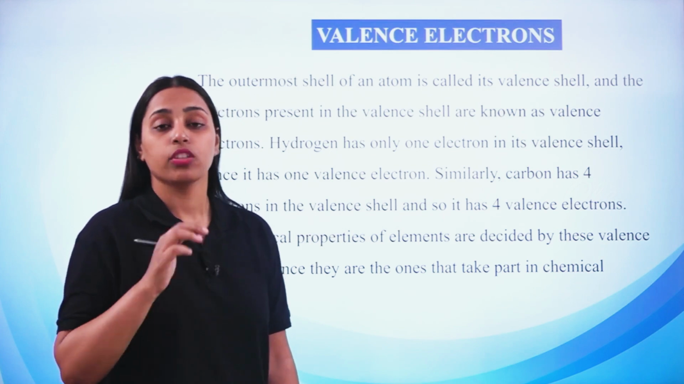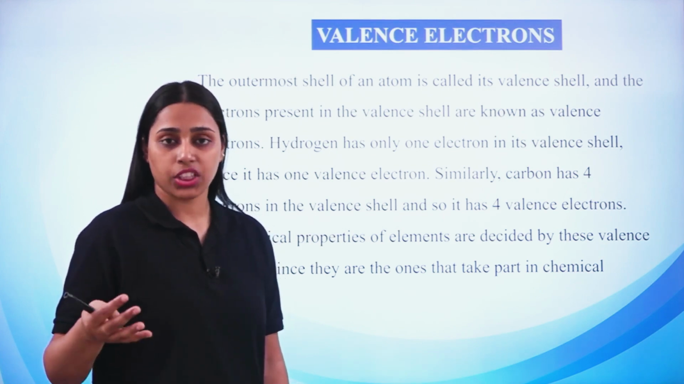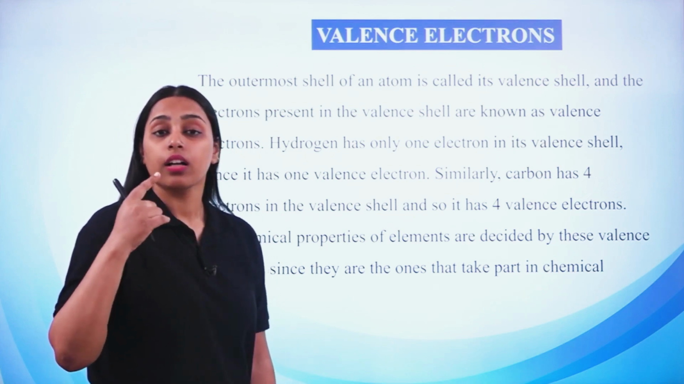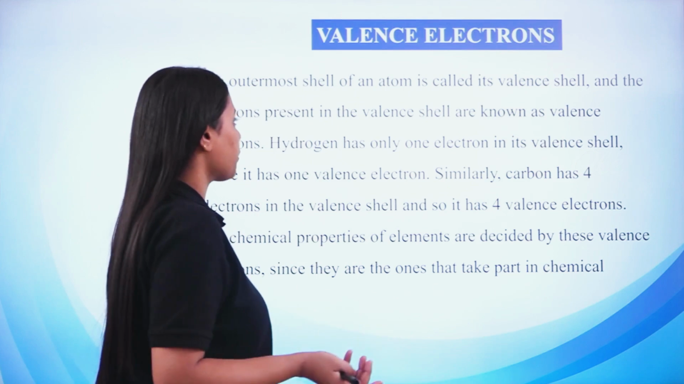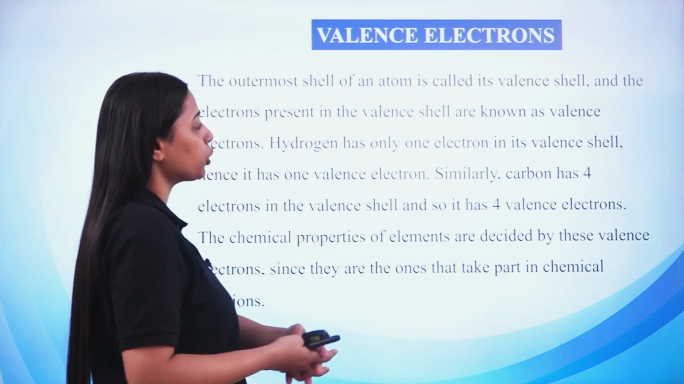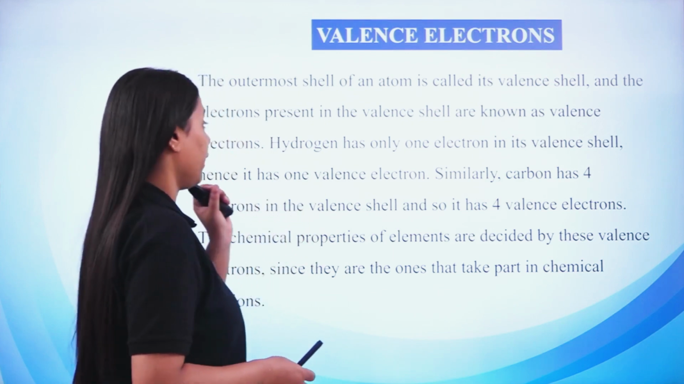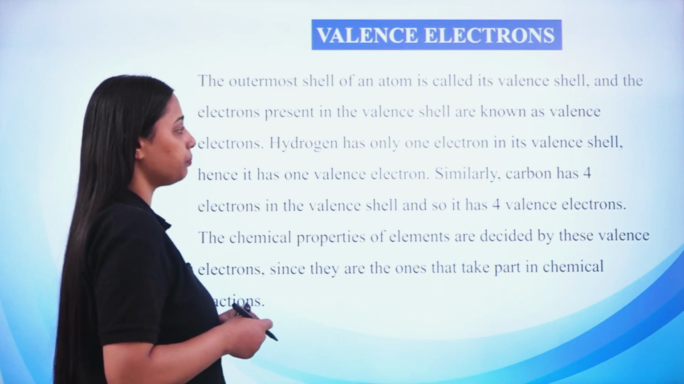number is 11. So you will write it as 2, 8, 1. So 1 is in the last shell, that means the third shell has one electron in it. So that is your valence shell or outermost shell. Here it is written in the same manner: the outermost shell of an atom is called its valence shell, and the electrons present in the valence shell are known as valence electrons.